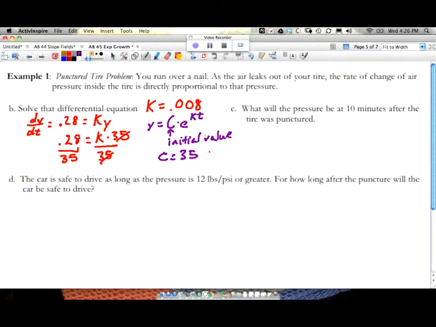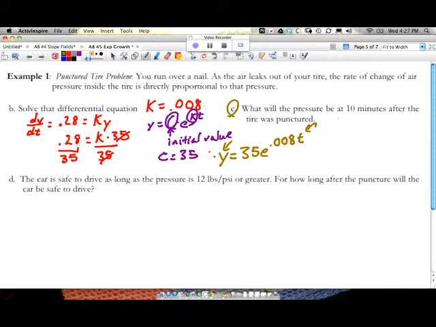So what is the actual equation? Now that we know k and now that we know C, we would have, drum roll please, y equals 35 times e to the 0.008t. That's my k, t. So I have a function. That is so cool because now I can plug in t and figure out y, which is what they want me to do here for part C.